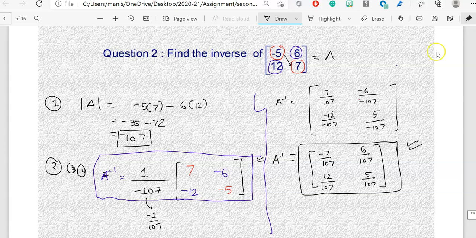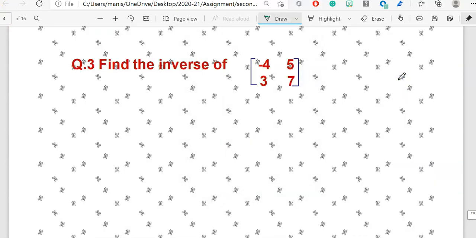But I will advise you to go to the last part over here. Question number 3: find the inverse of. Okay, so let's assume this is your matrix A. Step number 1 is what? You will find the determinant of this matrix.